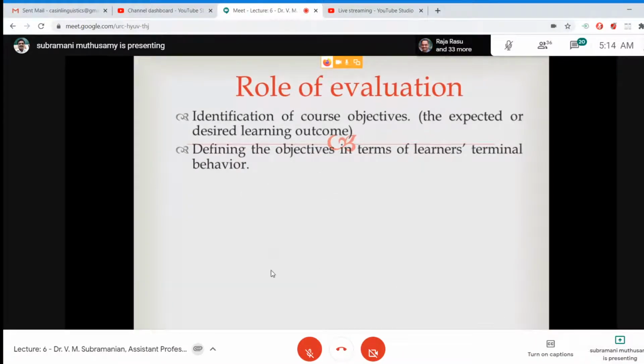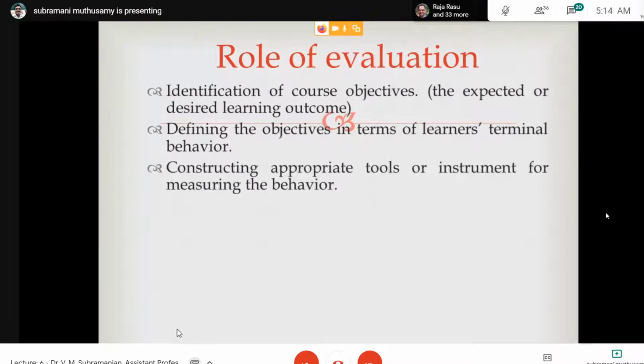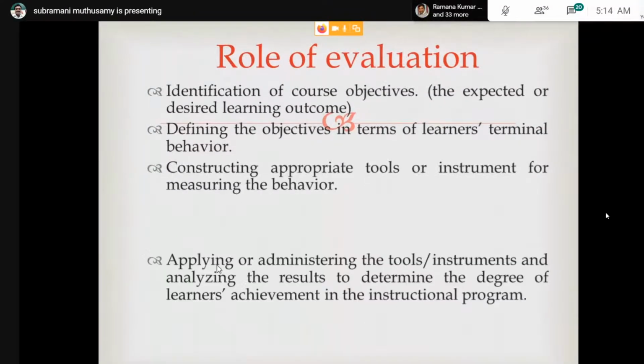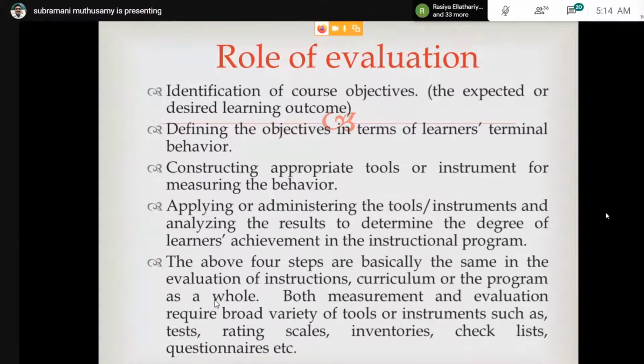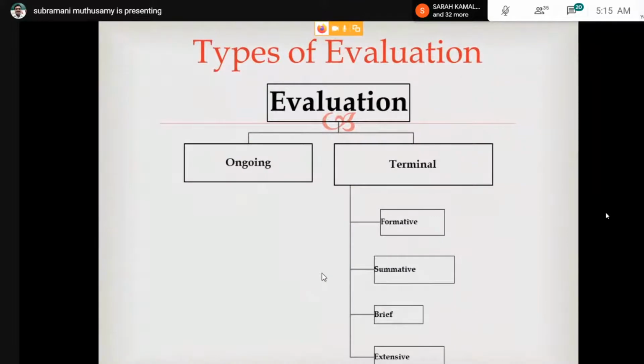defining the objectives in terms of the learner's terminal behavior, constructing appropriate tools or instruments for measuring the behavior, and applying or administering the tools and instruments, and analyzing the results to determine the degrees of learners' achievement in the instructional program. The above four steps are basically the same in the evaluation of instructions, curriculum, or the program as a whole. Both measurement and evaluation require a broad variety of tools or instruments such as tests, rating scales, inventories, checklists, questionnaires, etc.